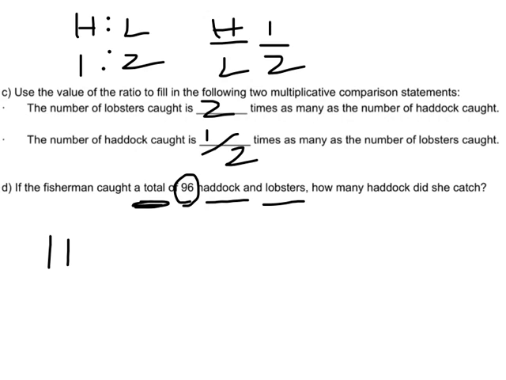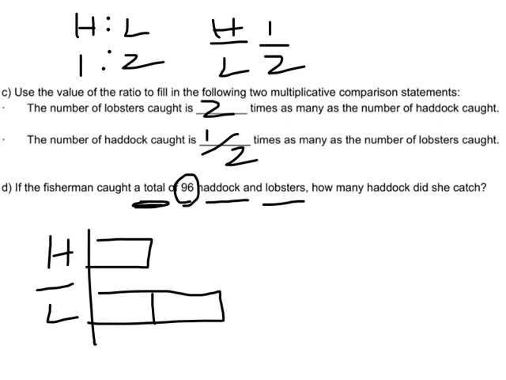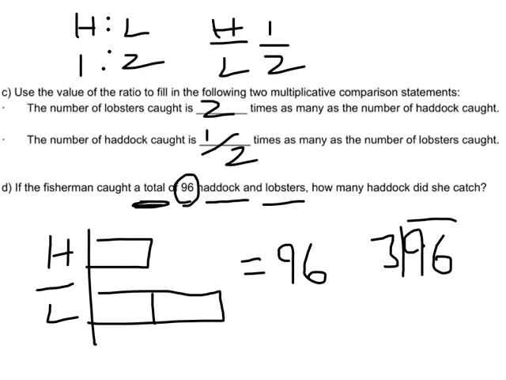With tape diagrams, we're going to make sure we got our labels, H to L. And then we got how many? We know we got H, we got 1. And then L for lobster, we got 2. Now, 96 haddock and lobsters, that goes with both. What am I going to have to divide 96 by to figure out what my constant is, to figure out what goes in each box? That's right, I'm going to have to divide by 3. I'm going to have to figure out how many times 3 goes into 96 because I've got 3 total boxes. 1, 2, 3.